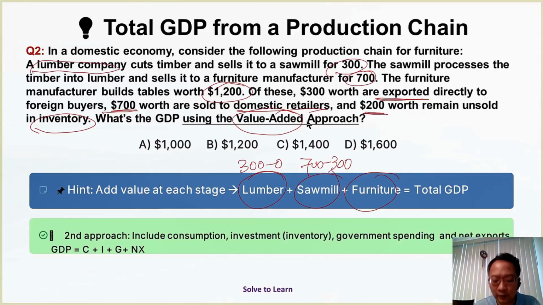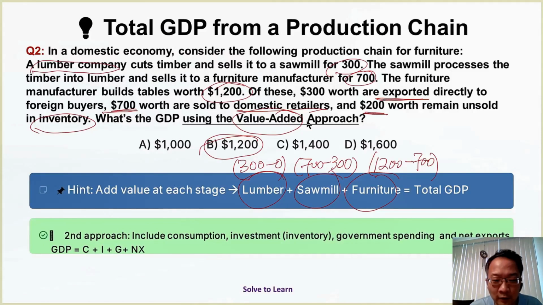Then finally, the furniture factory, meaning after the furniture factory processes it, the output is worth 1,200. Its input is 700, so if we add up all three of these together, we can quickly see what the final GDP is, right? 300 plus 400 plus 500, and the total is exactly how much? 1200. The answer is D.